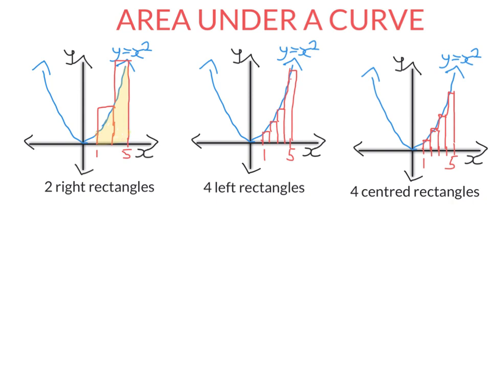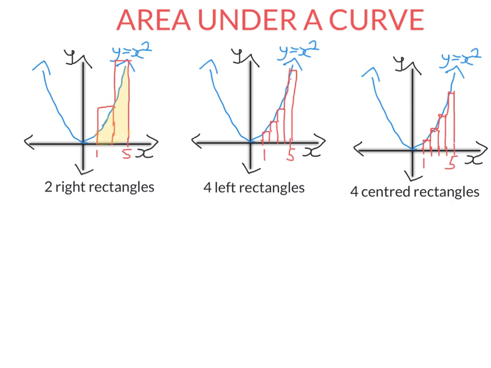So we're going to look at an example where we use 2 right, 4 left, and 4 centered rectangles. So let's start here with 2 right rectangles. Okay, we can clearly see there's 2 rectangles. So why are they right rectangles? Well, it's because they hit the curve on the right. So you can see for this rectangle here, where it hits the curve is to the right of the rectangle. Similarly, for this one here, it hits the curve on the right of the rectangle.